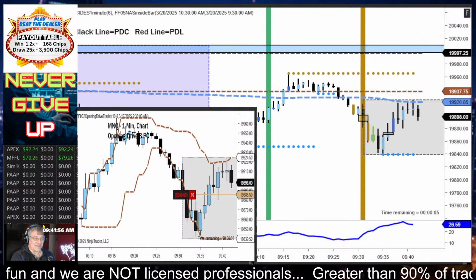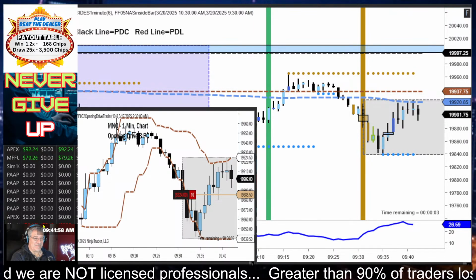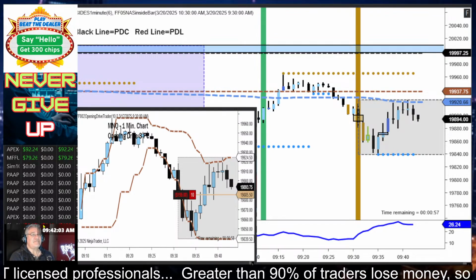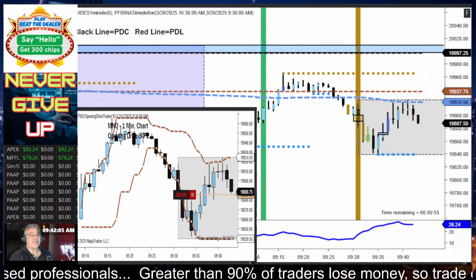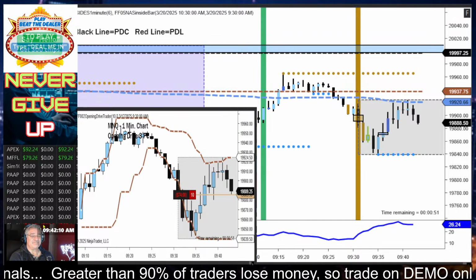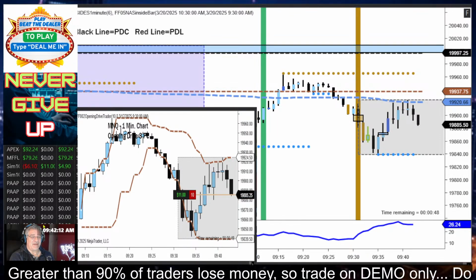There was no close above the channel. We only wicked above the channel. It's got to close. And I got to say, with the previous day's low and the VWAP above us, which I didn't even notice on the 1-minute chart, opening drive is looking better and better.